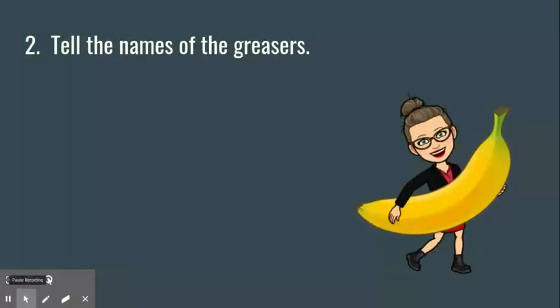Our second question is, tell the names of the greasers. If the prompt asks you to tell, what should you do? Now we need to turn the prompt into a question to confirm our understanding. If we change this into a question, what would the question be? Go ahead and tell me now. So we are simply stating the names of the greasers. Who do you remember from the text?